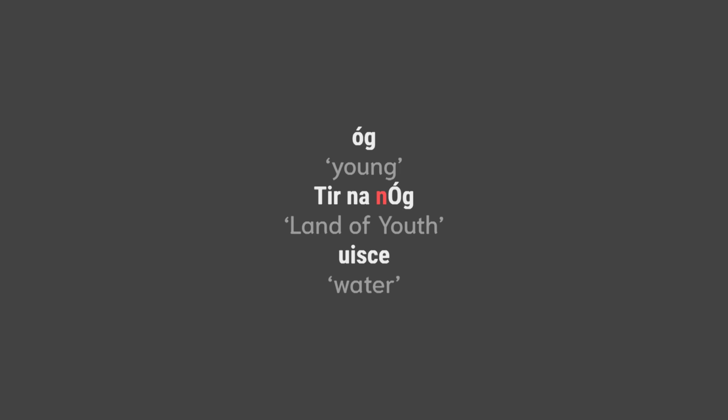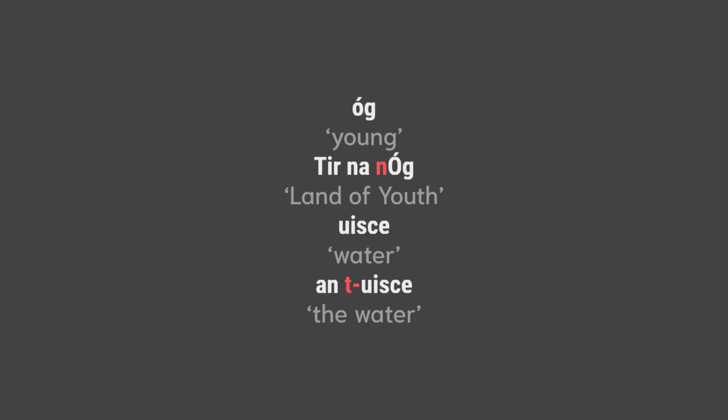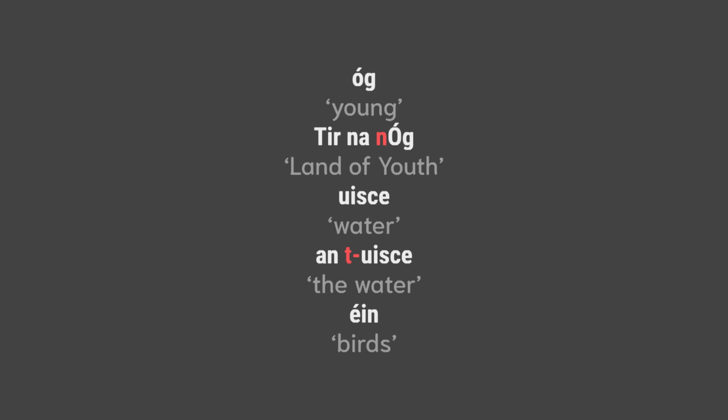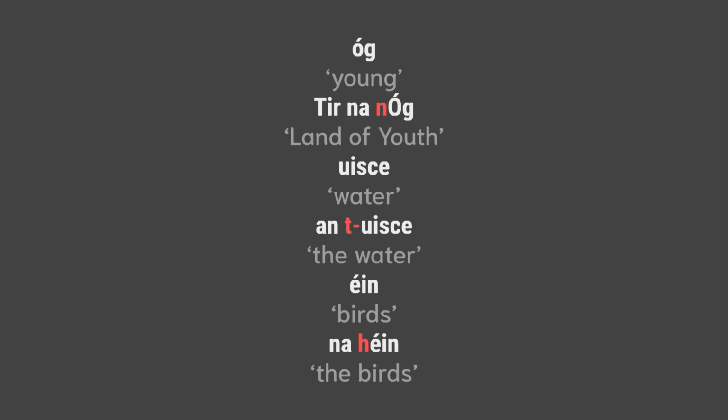Basically, in certain circumstances, t, h, or n go before an initial vowel. Óg, young, Tír na nÓg, land of youth. Uisce, water, an t-uisce, the water. Éan, birds, na héin, the birds. Now, I cannot emphasize just how cursory of an overview this is, so please check out the links in the description to read up more on the epicness that is Irish.